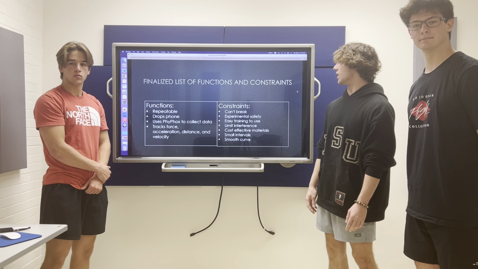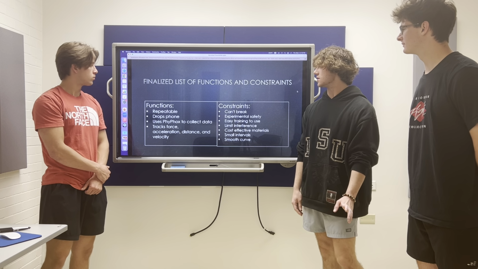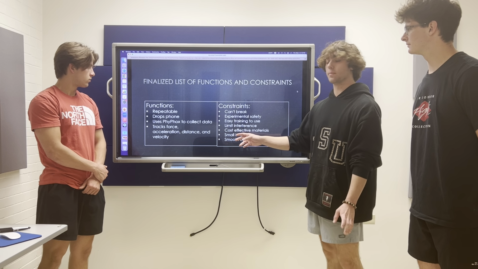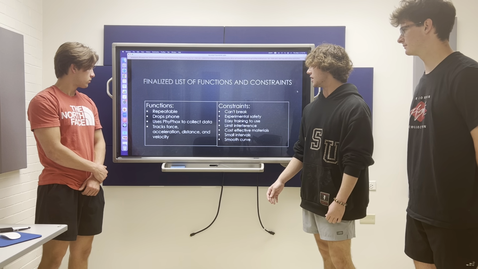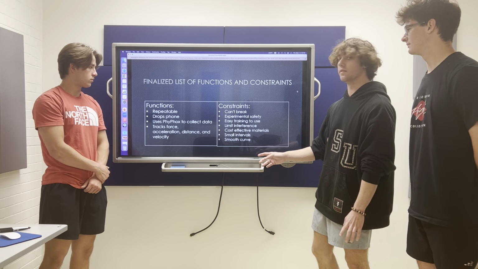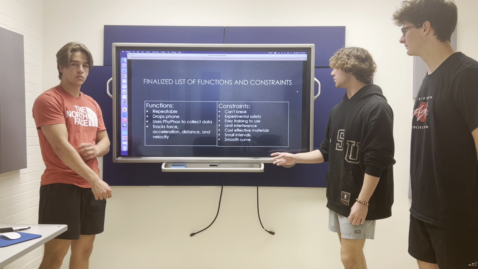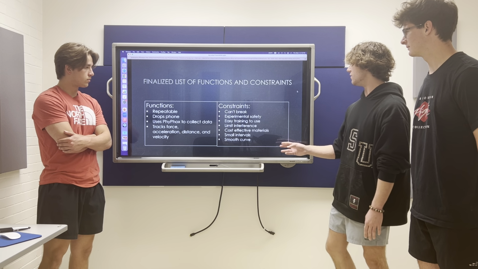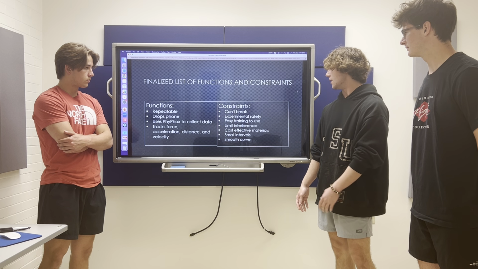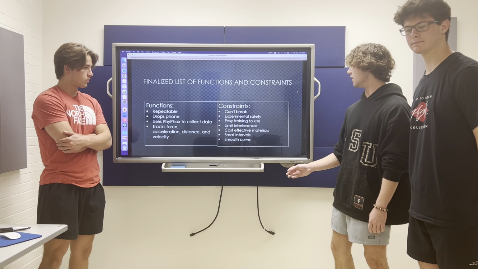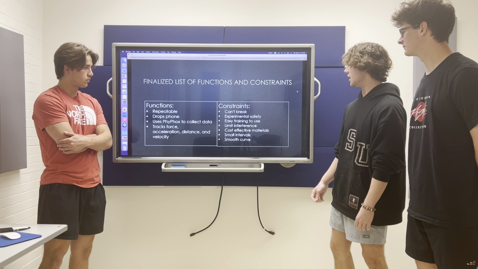Using that, we created a list of functions and constraints. The functions: it is repeatable, it is able to drop the phone, it uses Firefox to collect our data, and it tracks force, acceleration, distance, and velocity. For our constraints, we had: it can't break, there's experimental safety, it's easy to use, limit our interference with the device, cost-effective materials, small intervals, and smooth curve.